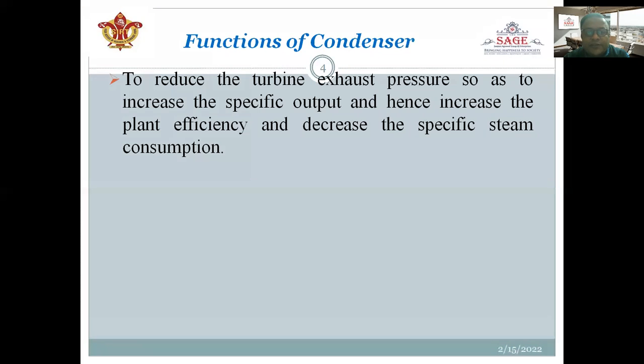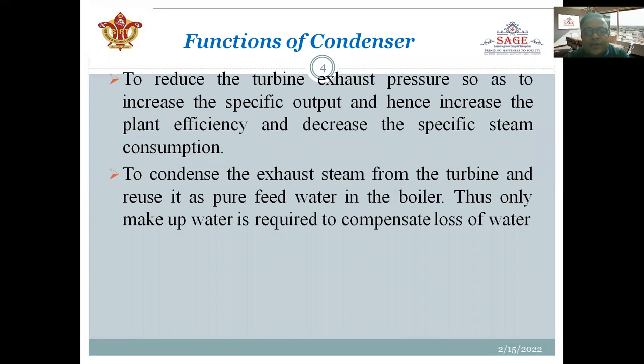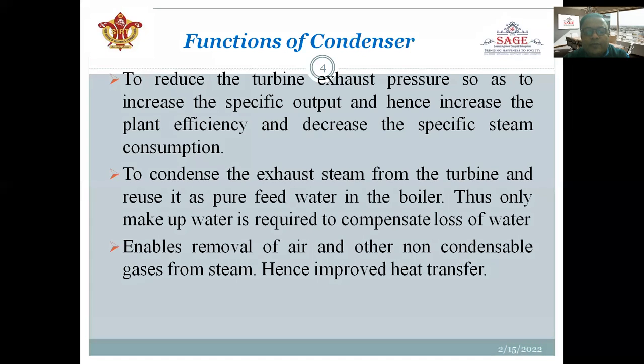What is the function of the condenser? The main function of the condenser is to condense the steam which passes through the turbine, lowering the turbine exhaust pressure so as to increase the specific output and hence the plant efficiency, and decrease the specific steam consumption. It condenses the exhaust steam from the turbine and reuses it as pure feed water in the boiler. This is the main function. Thus only makeup water is required to compensate for loss of water. It also enables removal of air and other non-condensable gases from the steam, hence improved heat transfer.